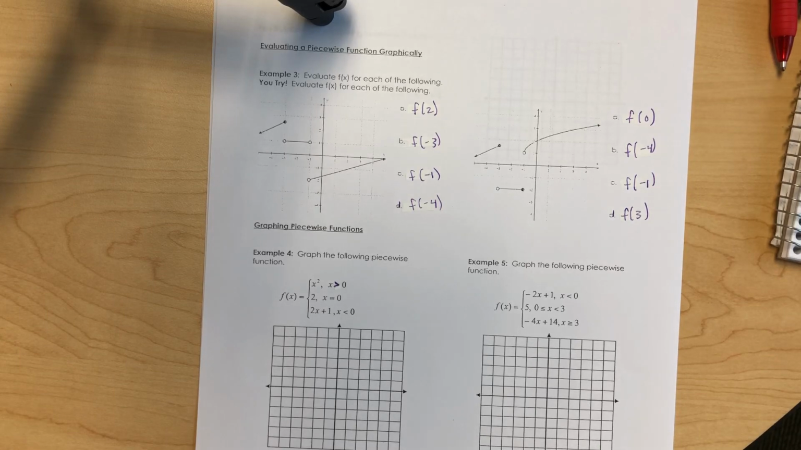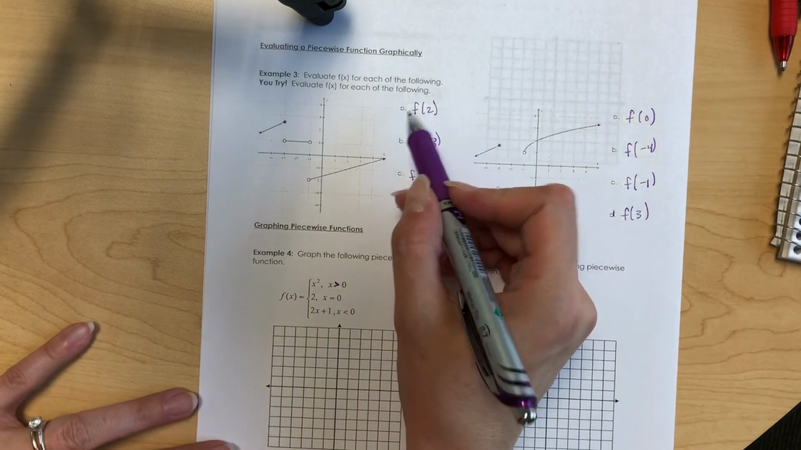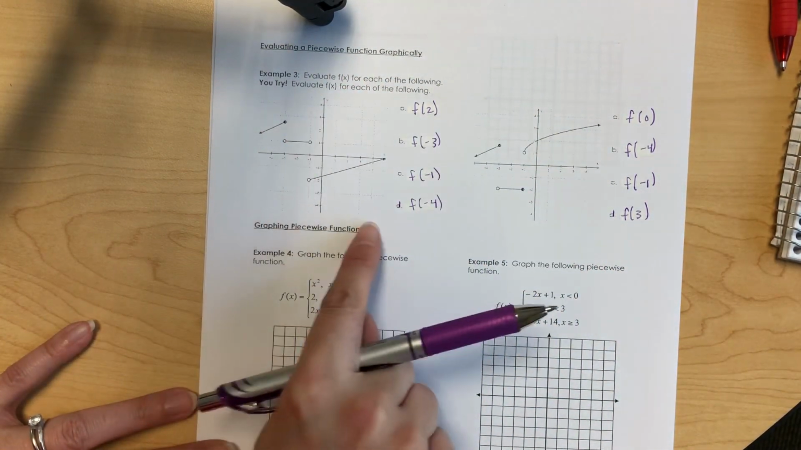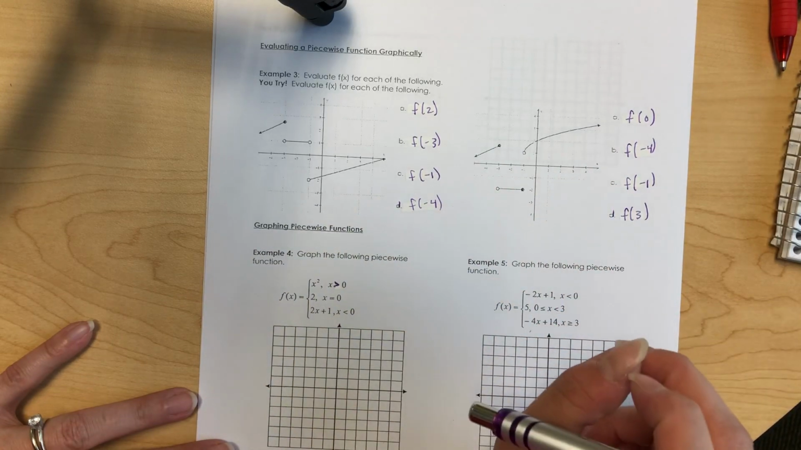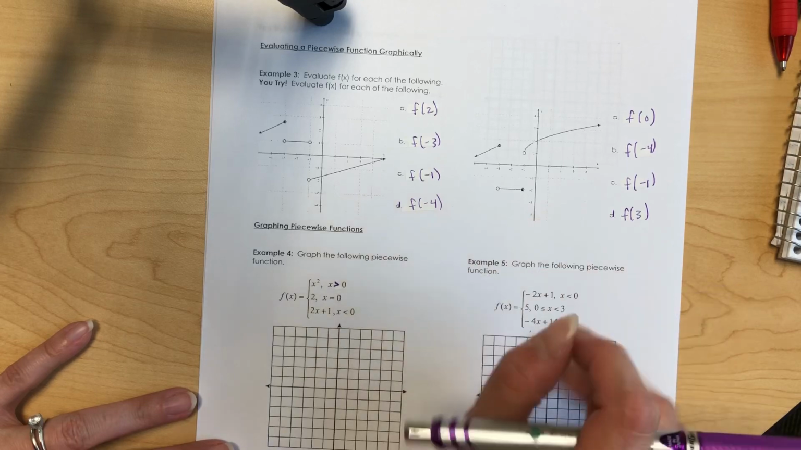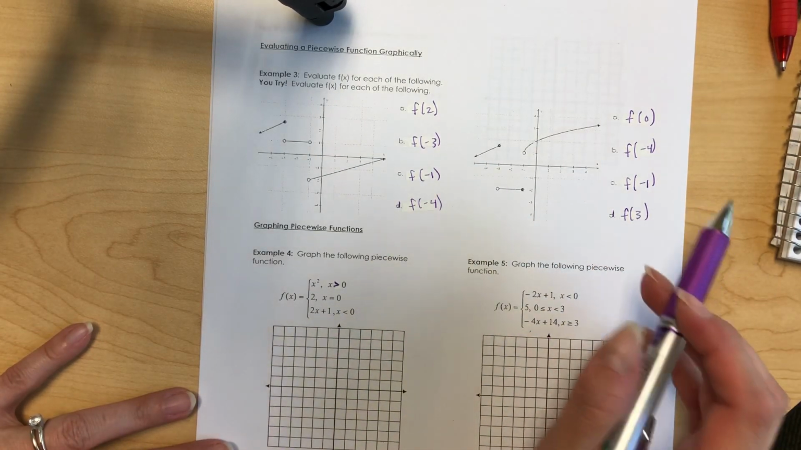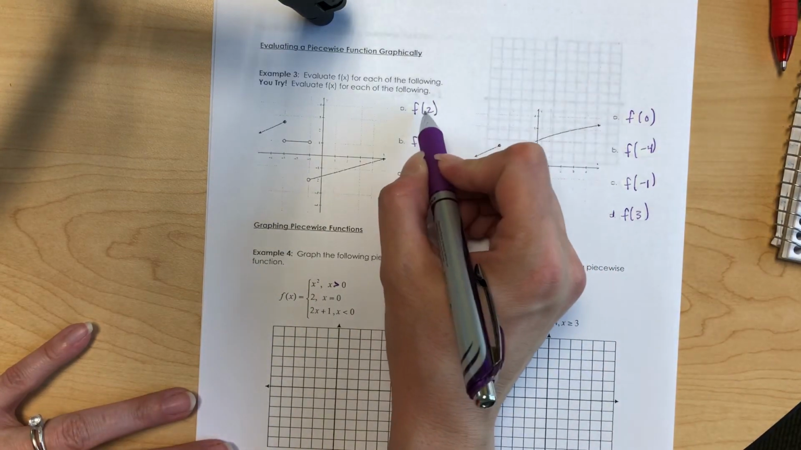Example 3, we're going to use a graph to evaluate our piecewise functions. For the first one I'm going to do, and then the second one I'm going to do both of them actually, because it's difficult to read this graph. So I don't know how well it's going to show up in the video. For the first one, for part A, I need to find f of 2.